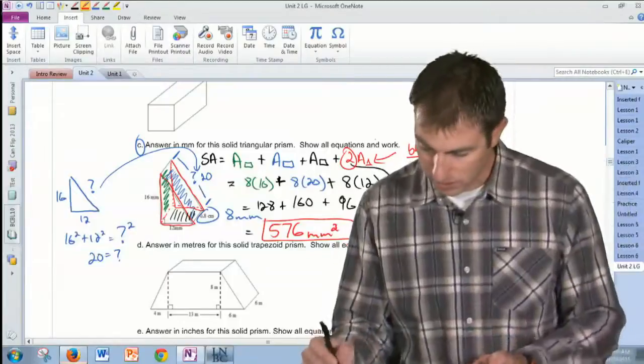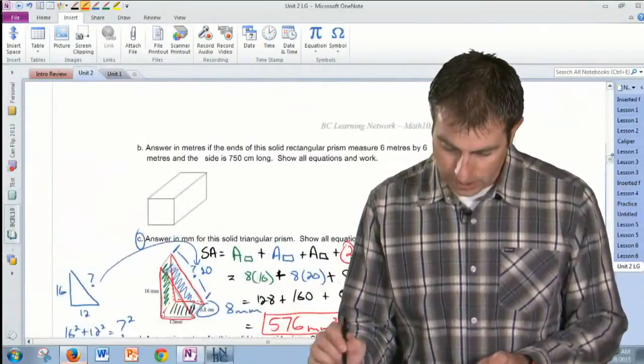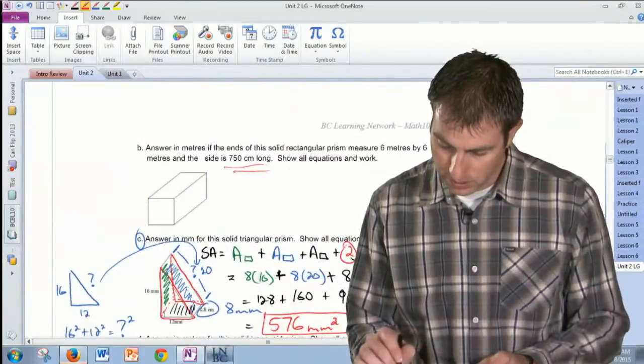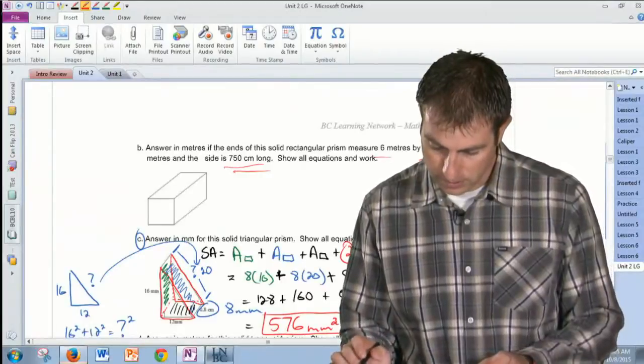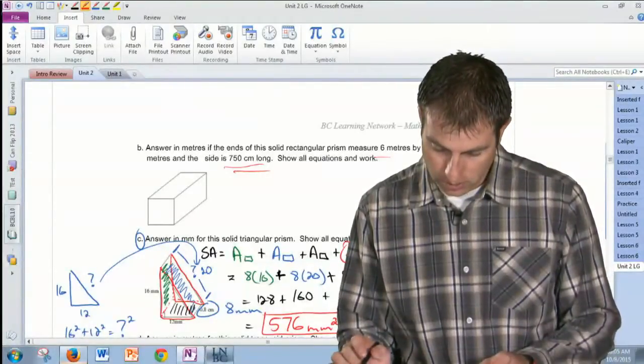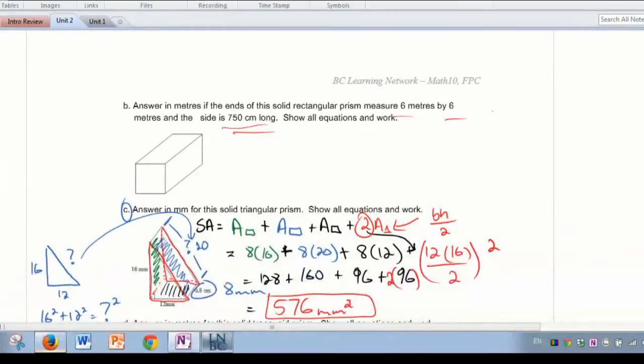Abby, it'll just take me a second to look at it because it's right here. Side is 750, it's 6 meters by 6. So I think it's just a unit thing, 6 by 6, and then 750 is 7.5.